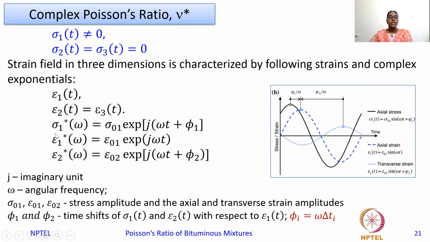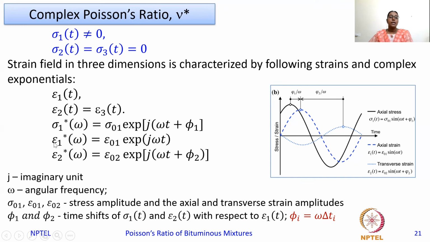As you see here, sigma 1 star omega is equal to sigma 01 exponential j (omega t plus phi 1). And epsilon 1 star omega is given by epsilon 01 exponential j omega t. And epsilon 2 star omega is equal to epsilon 02 exponential j (omega t plus phi 2).